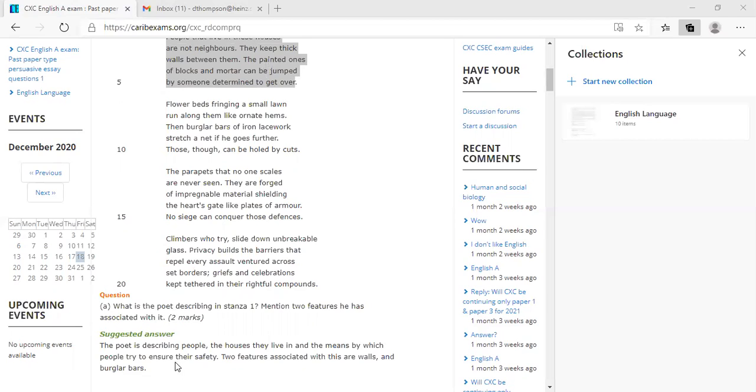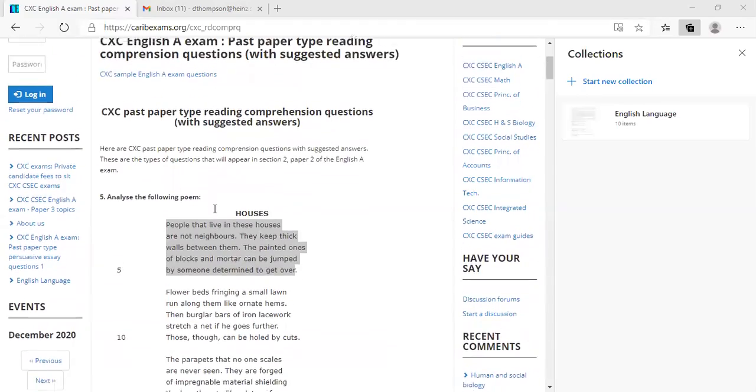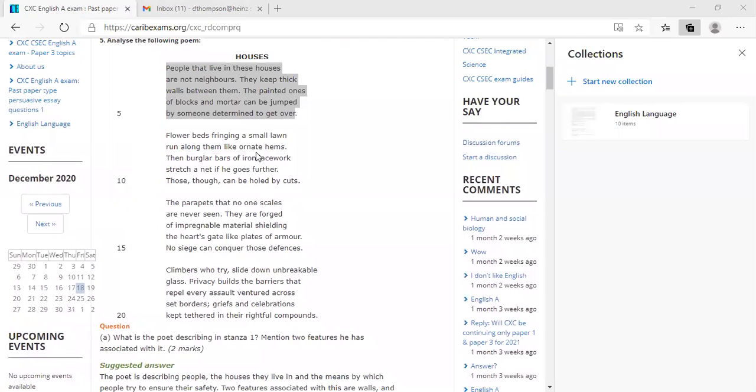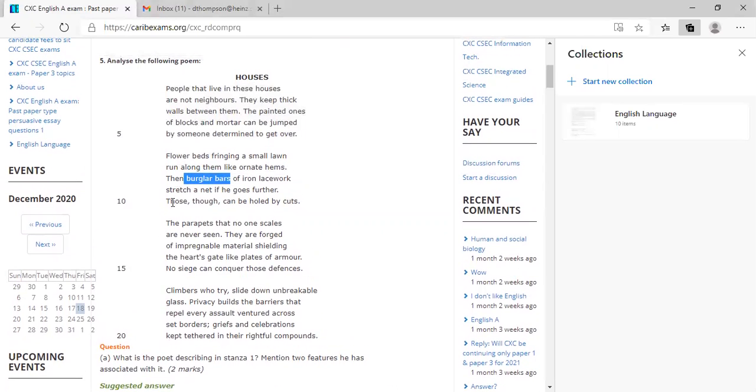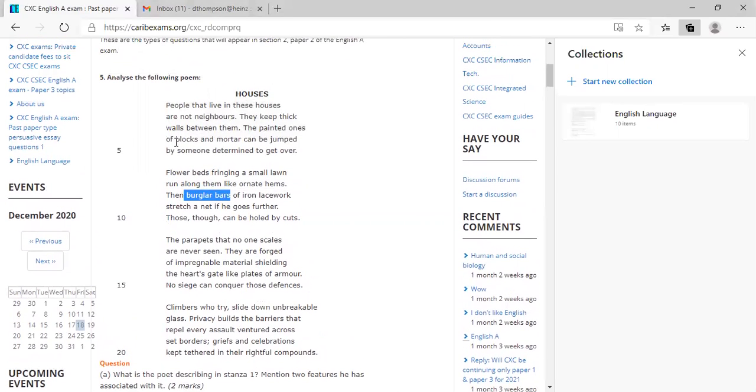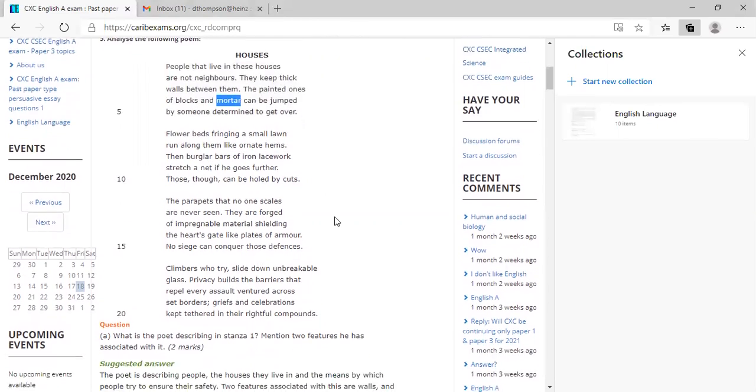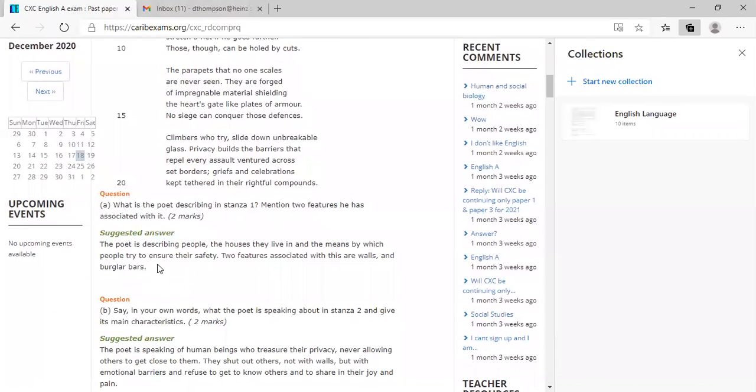But sir, for the burglar bars, isn't that mentioned in the second paragraph and not the first? Let's go back up 1 second. Here we go. So people that live in these houses are not neighbors. They keep thick walls between them. Painted ones of blocks and mortar can be jumped by someone determined to get over. Right, it is mentioned in the second line. So really you could just say mortar then, because we did say walls and mortar. Anyone know what a mortar is? Yes, sir. All right, good. So you could replace that burglar bar with mortar and it would still have the same effect.